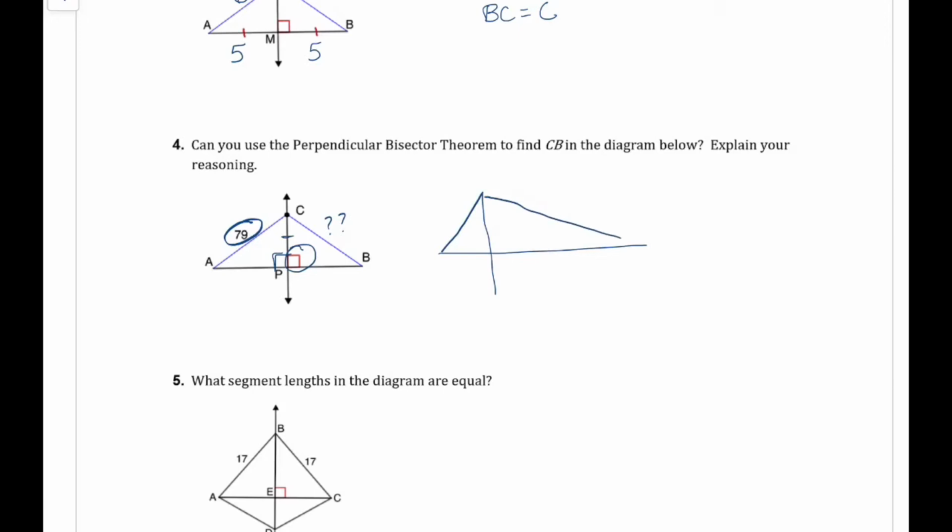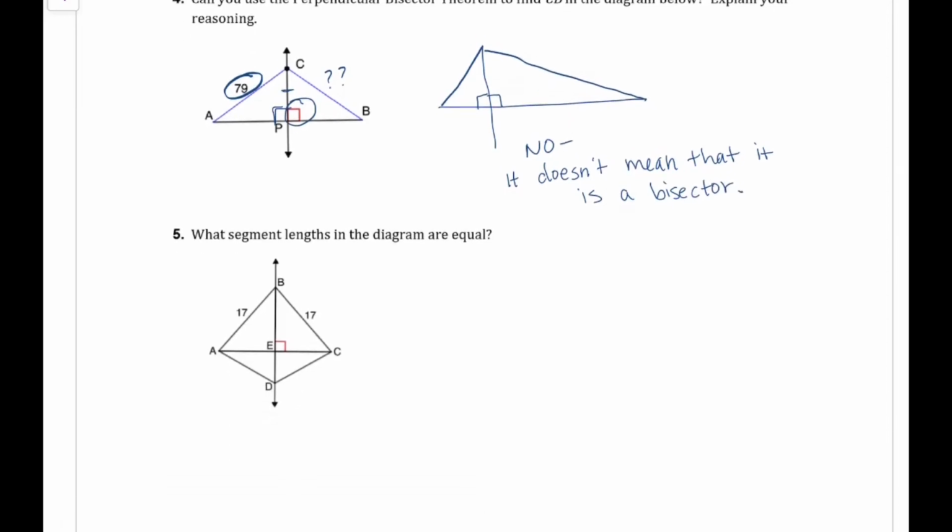So if I were to draw a triangle that had a 79 on the left and it's very long on the right, I could still have all of the things here. And so this would not be congruent because we can form a triangle where it would be longer because it doesn't show that it's a bisector.